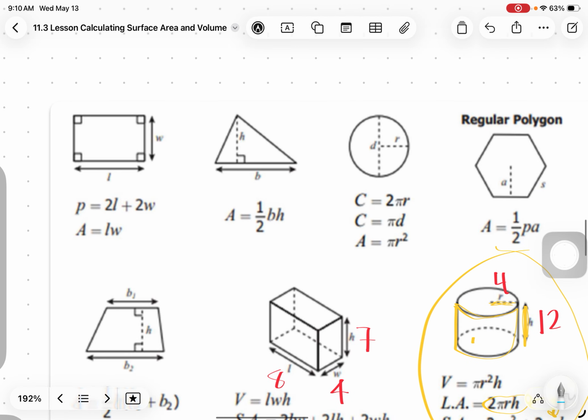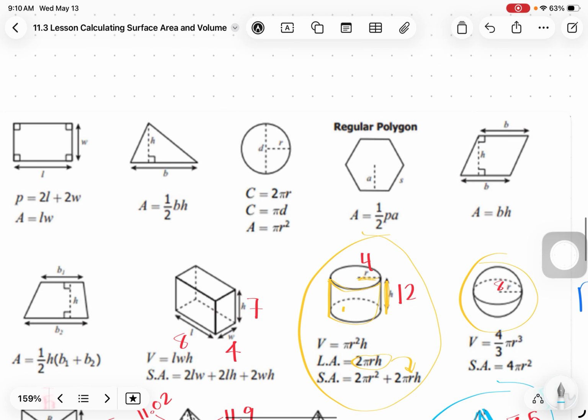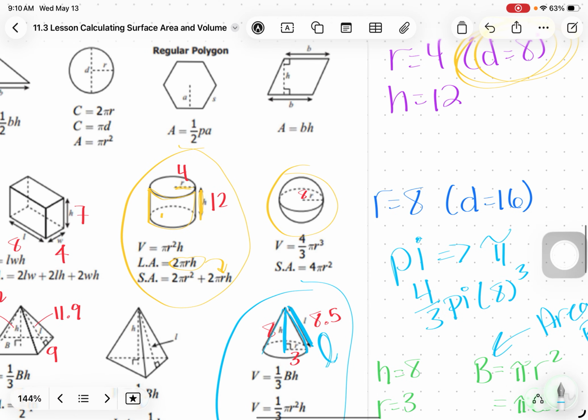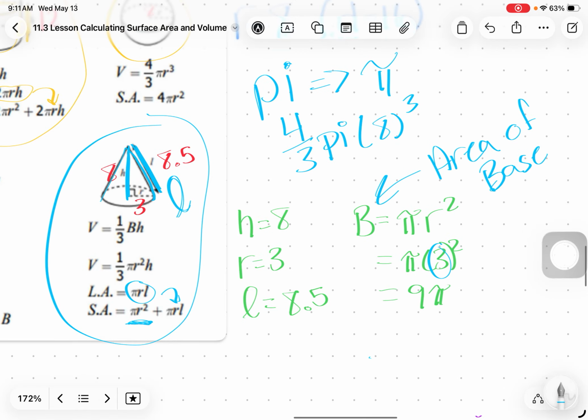Same thing with the area of a triangle, the area of a rectangle, and then some other shapes which we probably won't need to worry about. So if I wanted to find big B, since I have H, R, and L, but I need big B, I can find the area of that circle. So I have the radius, I plug it in here, I can do 3 squared times pi, and I'm going to get the area of the base.